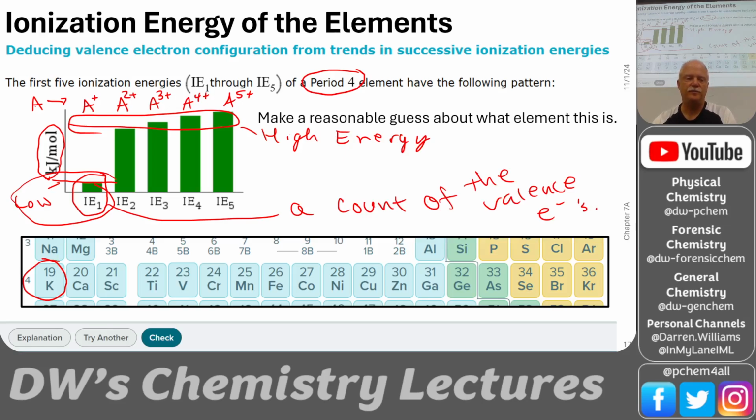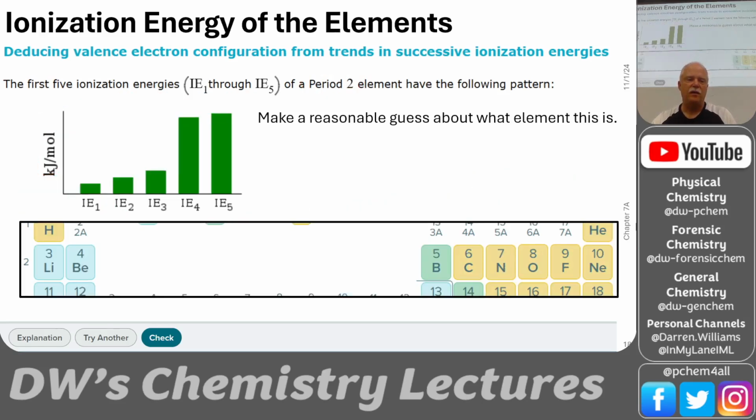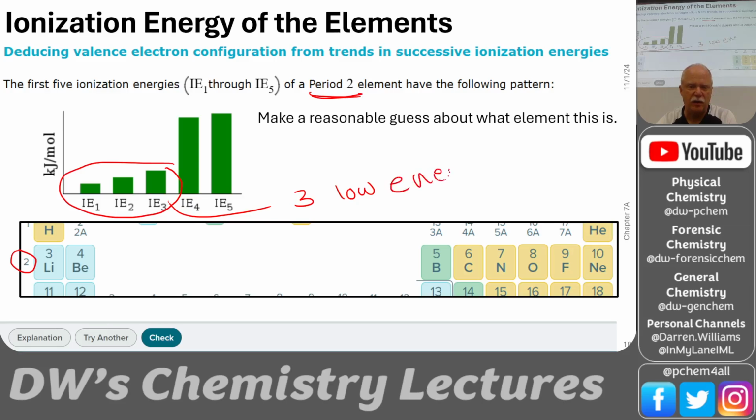So let's do another one. So here we are, first 5 ionization energies of a period 2 element. So period 2, we go to the periodic table and we're looking at period 2. And we've got 3 low energy electrons. So what element do you think it is?